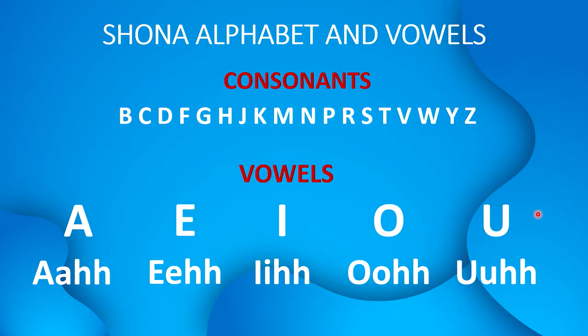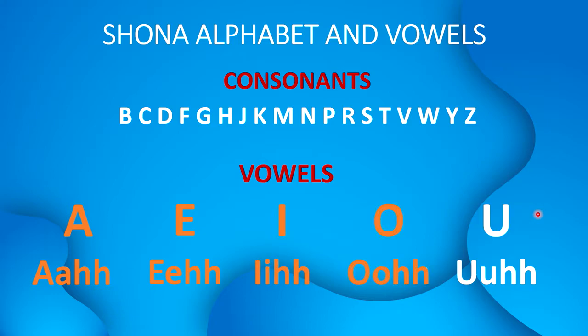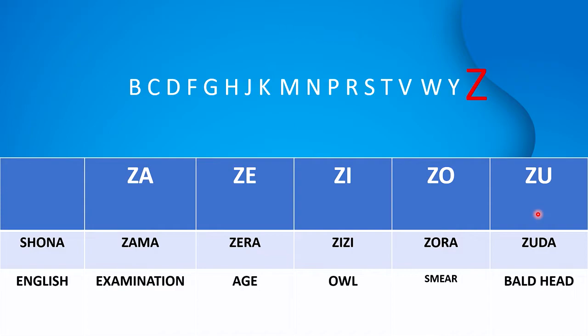So we've got A, E, O, U. Okay. So now combining the letter Z with the Shona vowels, this is how you pronounce it.